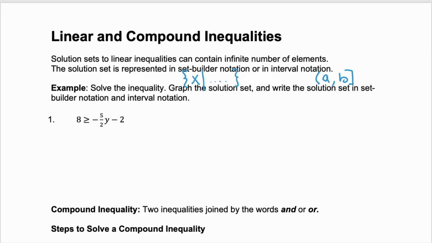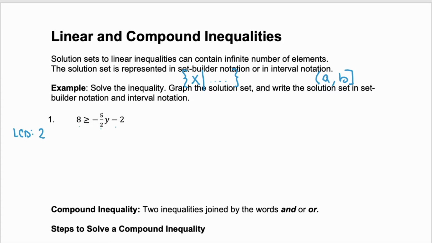whatever the restrictions are. In example 1, we're going to solve the inequality. We're going to then graph the solution set and write the solution set in set builder notation and interval notation. Okay, first step. We have a fraction. What do we want to do with that fraction? We want to eliminate it. So to eliminate the fraction, you multiply by the LCD, which is 2.